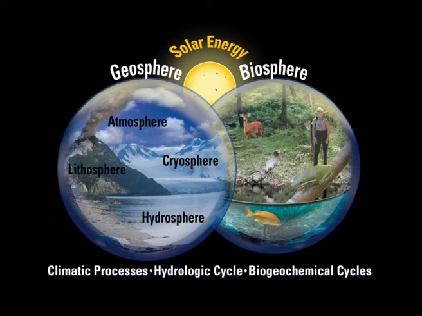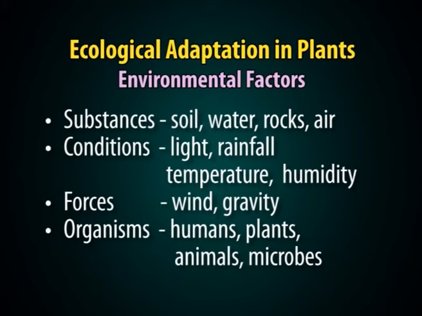is the biosphere. Environmental factors can be classified into substances like soil, water, rocks and air, conditions that include light, rainfall, temperature and humidity, forces like wind and gravity, and organisms like humans, plants, animals and microbes.